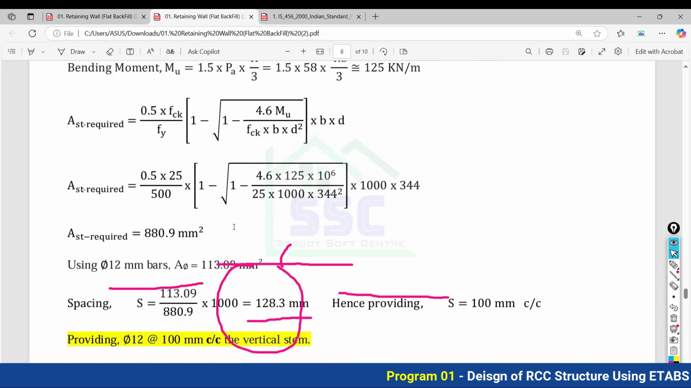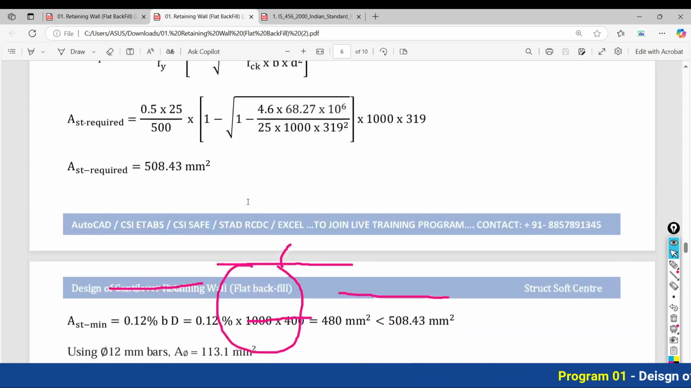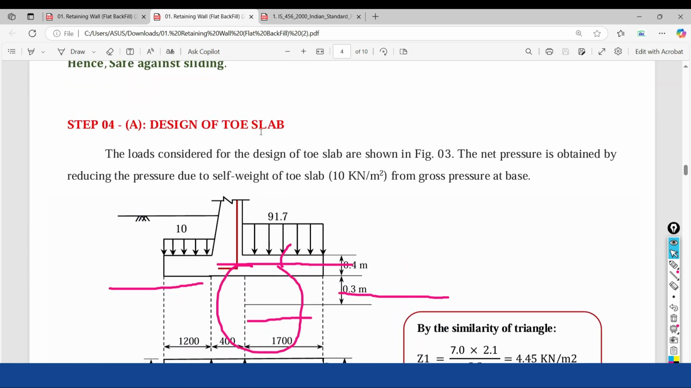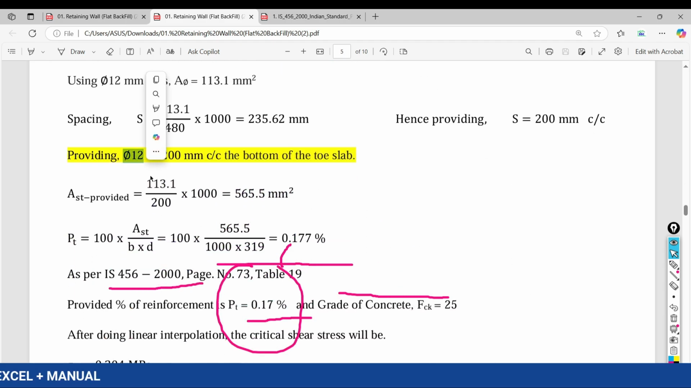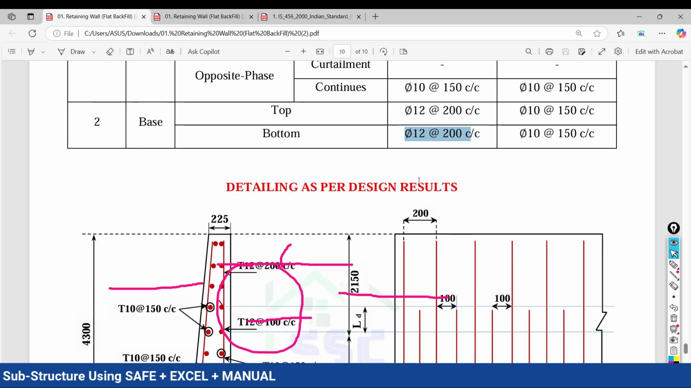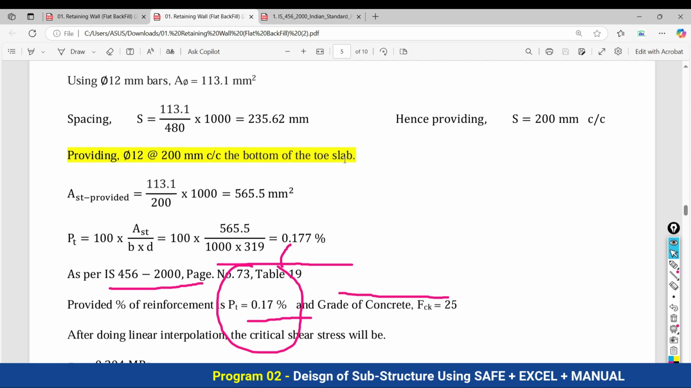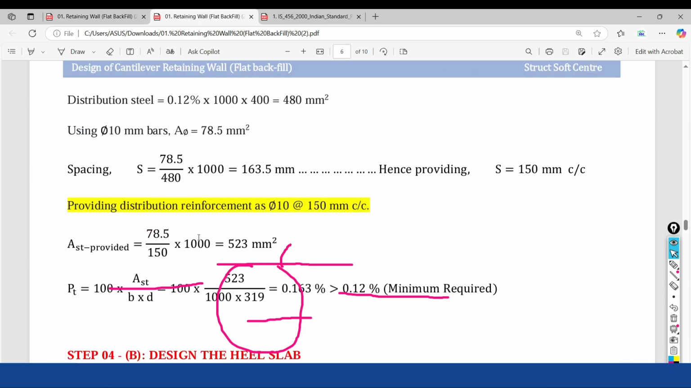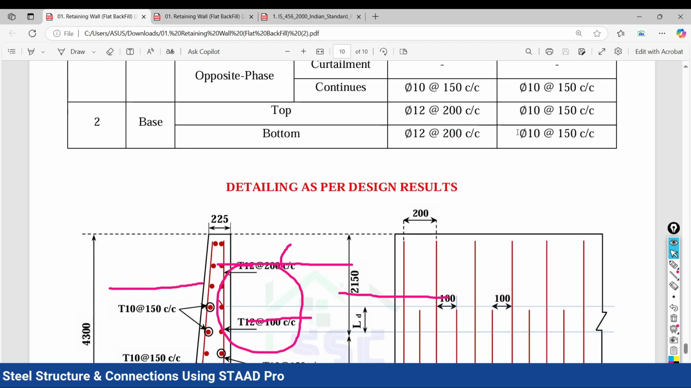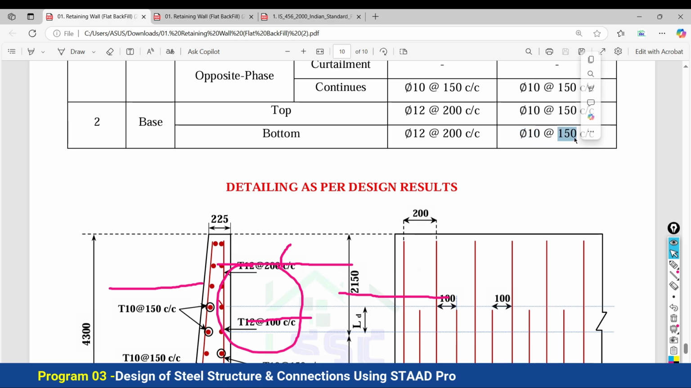When you see the calculation and the result, we will come to know. For the design of the toe slab, we got the reinforcement 12 mm diameter of bar at 200 mm center to center. So for the bottom of the toe slab, 12 mm diameter of bar at 200 mm center to center as main reinforcement, and distribution reinforcement for this case 10 mm diameter of bar at 150 mm center to center.